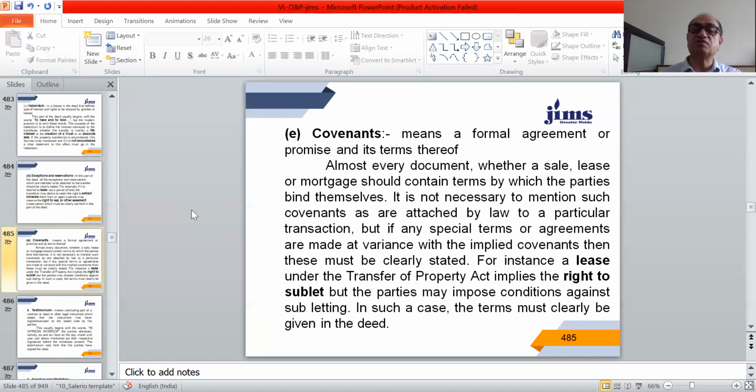But if any special terms or agreements are made at variance with the implied covenants, then these must be clearly stated in the deed. Take for example, my dear students, that a lease under Transfer of Property Act implies a right to sublet. But the parties may impose conditions against subletting also. In such a case, the terms must clearly be given in the deed that lessee shall have no right to sublet this property. So all those terms and conditions have to be mentioned in the deed very clearly.